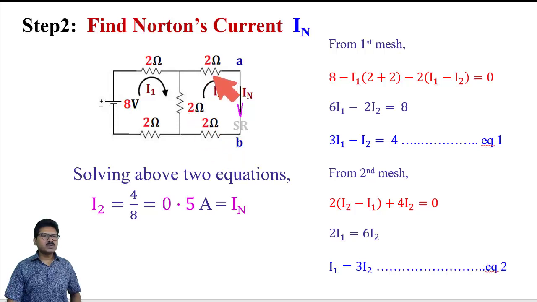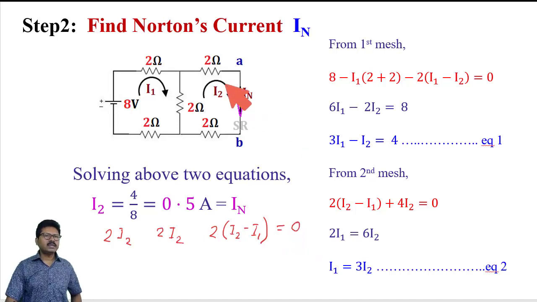The potential drop across this 2 ohm is I2 multiplied by 2. The potential drop across this 2 ohm is again I2 multiplied by 2. For this 2 ohm, I2 is flowing in the upward direction and I1 is flowing in the downward direction. Considering I2 is higher than I1, the potential drop across this 2 ohm is 2 into (I2 minus I1). The summation of all these three is equal to 0.